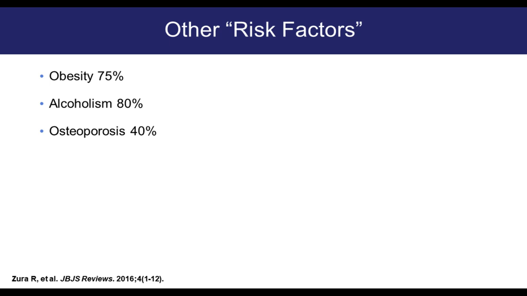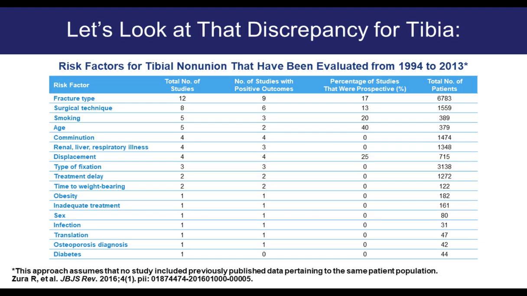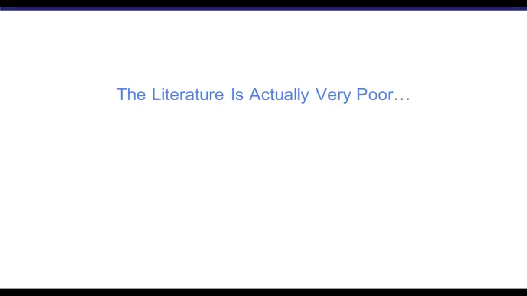So we have poor literature looking at the tibia for non-union. And I'm going to argue the literature is actually very poor. It's worse than we may think, and perhaps this shows it. So again, this shows those same sort of risk factors in that left column: bone 1, bone 2, bone 3, bone 4, bone 5. It's just the most commonly studied bone for each of these factors on the left.